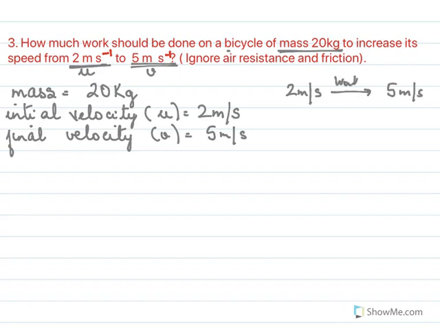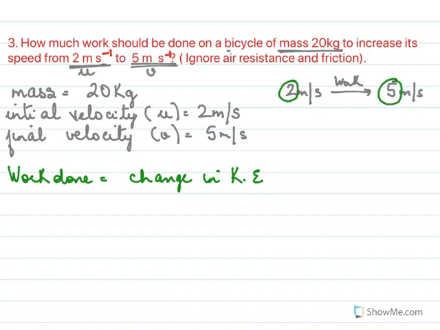So work has to be done to increase its speed, and the work done will be change in kinetic energy, that we have already seen earlier. Work done equal to change in kinetic energy. Now there is a change. Is energy increasing or decreasing? Here it is 2 meter per second, and here now it's become faster. So there is an increase in kinetic energy.